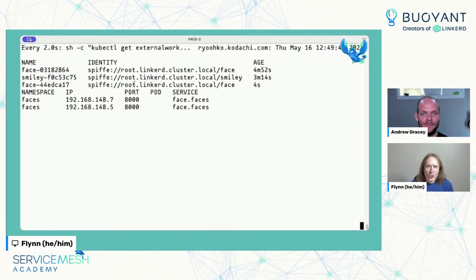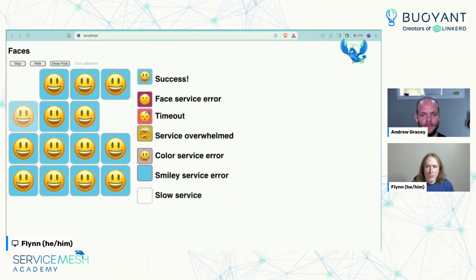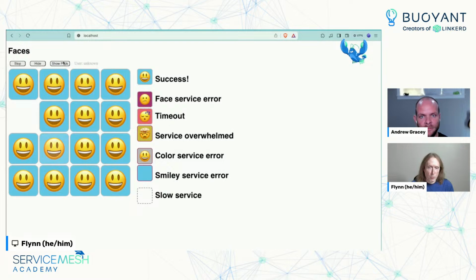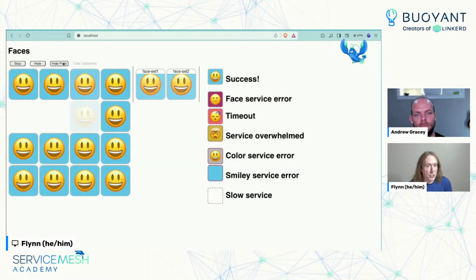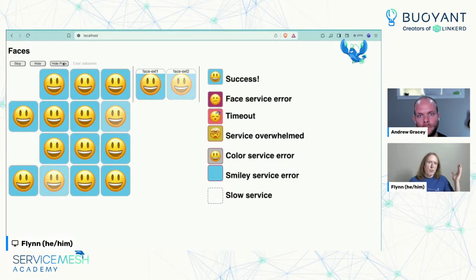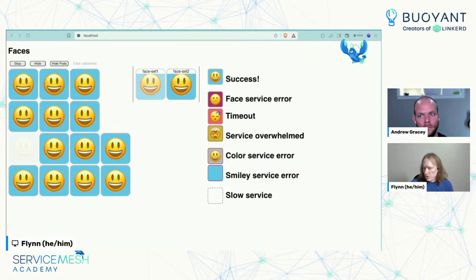So here's our new external workload that just showed up, and our new endpoint that just showed up. If we come over here and I find my window, if I click show pods, you can see face x1 and face x2 are both happening. So Linkerd is just seamlessly allowing load balancing to happen here because of the way this all works, which is pretty cool.